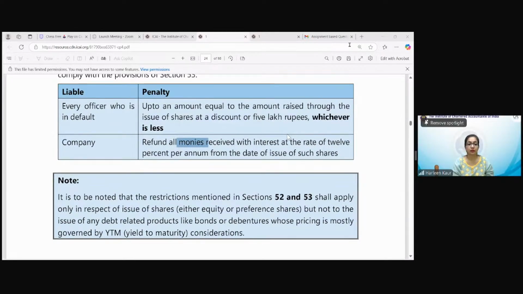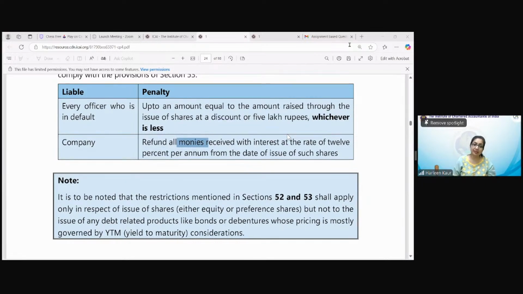Everyone is clear on this? Excellent, Soumya. Good. Refund the money, and Rajveer, great. Others are still thinking whether I asked for the officer in default's penalty or the company's. The officer in default's penalty is different. I asked you what is the penalty for the company? So the company's penalty is to refund all the monies with interest at the rate of 12%. Yes, absolutely correct, Mr. Kevin. 56 lakhs, because all the 50 lakhs will be paid plus 12% per annum.